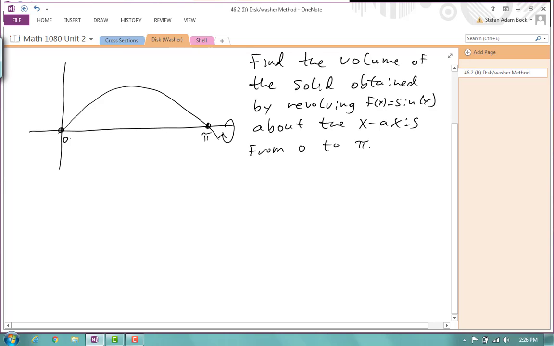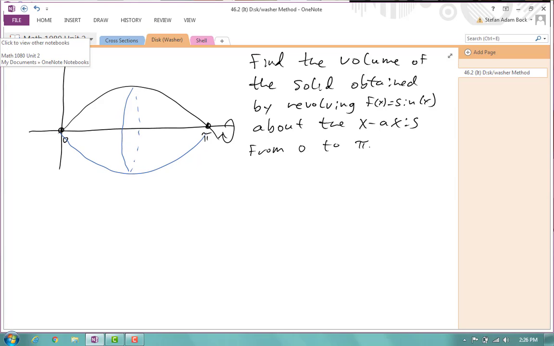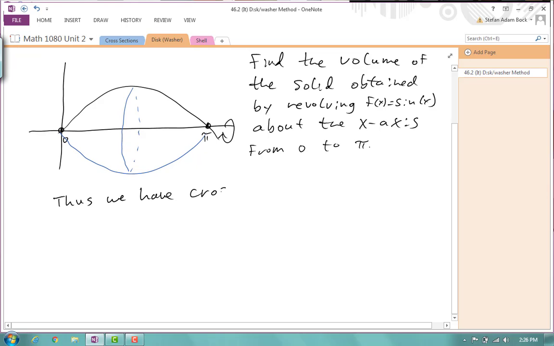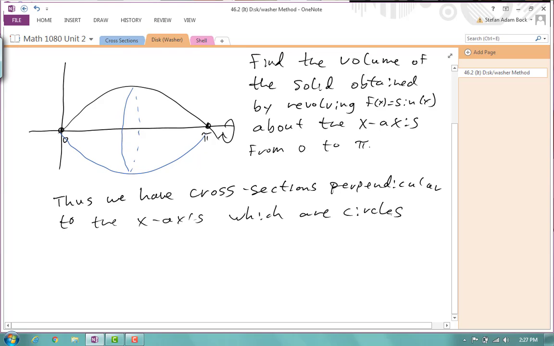And when I do that, I'm going to have basically an upper side and a lower side, but it's going to be spun around, so it's going to be round. So I can tell right off the bat that I have cross sections perpendicular to the x-axis, which are going to be circles. So according to the last section, this is a cross-sectional volume, and so I would have to be integrating from 0 up to pi the area of the cross-sections.